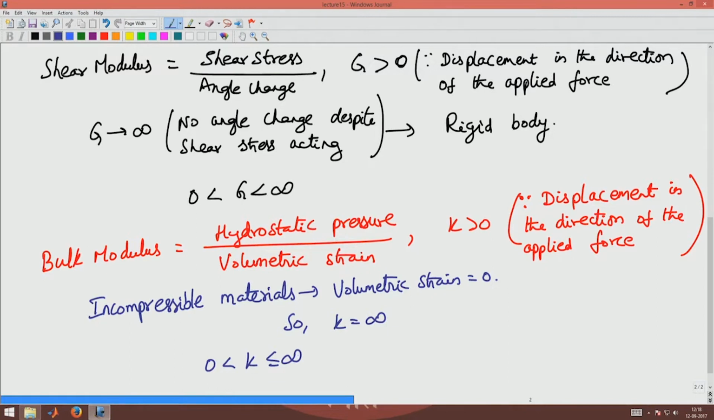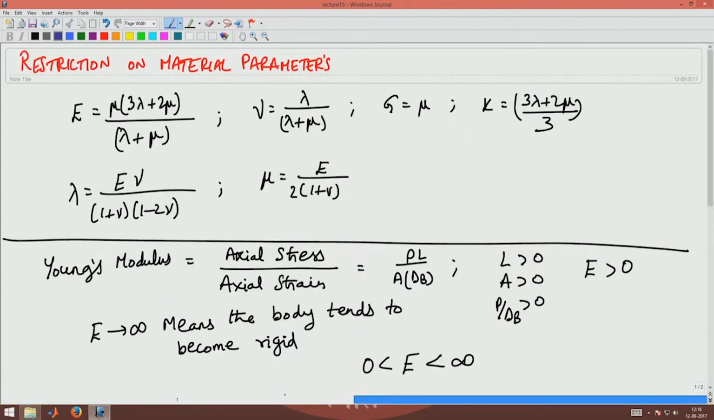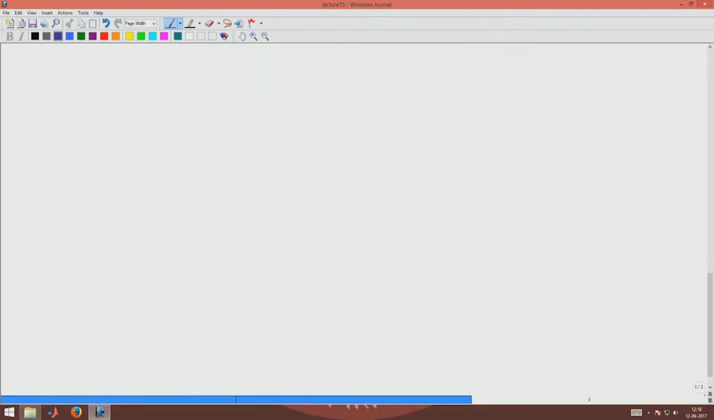Now, with these restrictions, we want to find what is the restriction of K, G and E on the Poisson's ratio and the Lamé constants lambda and mu. Okay. So, now we have G given by E divided by 2 times 1 plus nu. The shear modulus is given in terms of Young's modulus and Poisson's ratio as that, right.